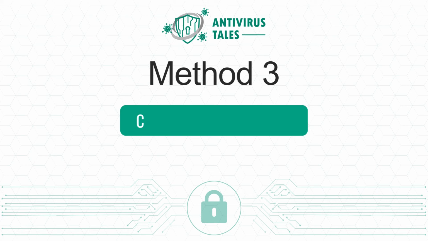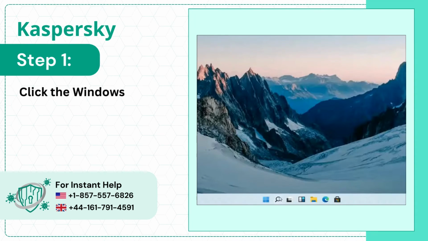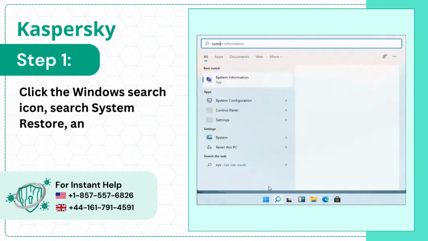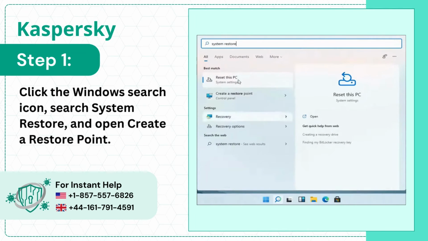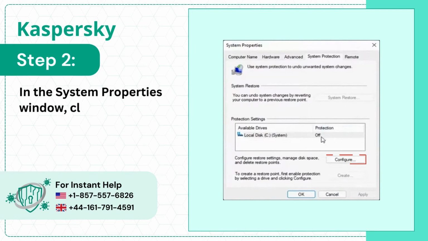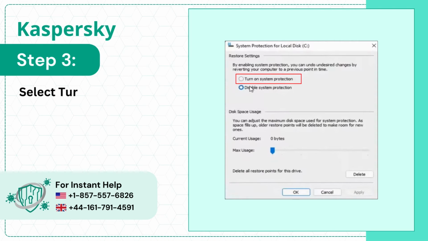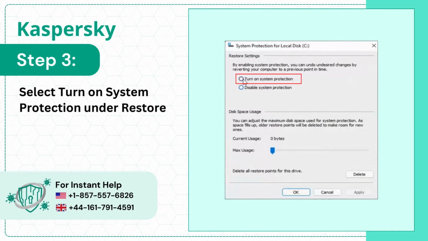Method 3. Create a restoration point. Step 1. Click the Windows search icon, search System Restore and open Create a Restore Point. Step 2. In the System Properties window, click Configure. Step 3. Select Turn on System Protection under Restore Settings and click OK.